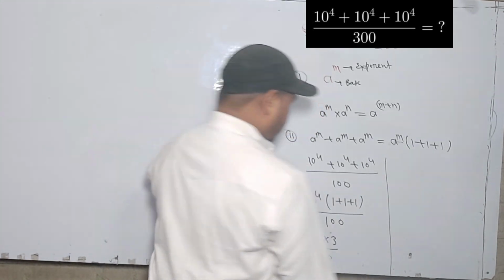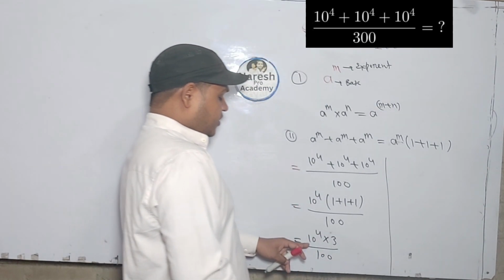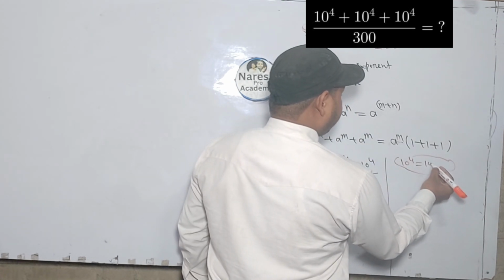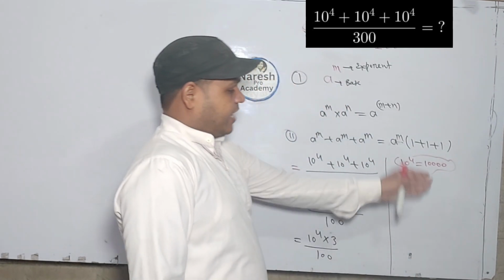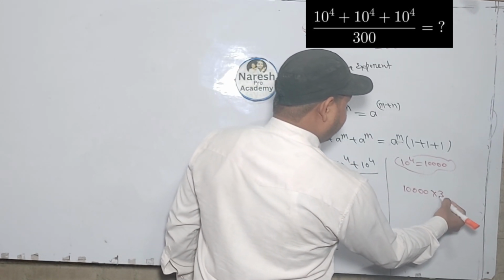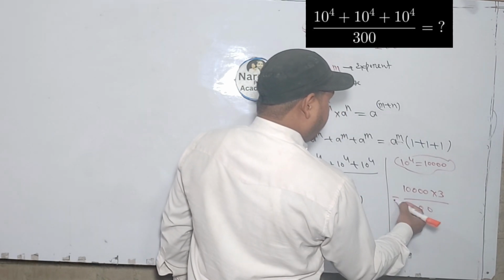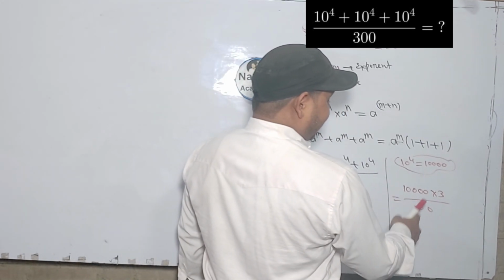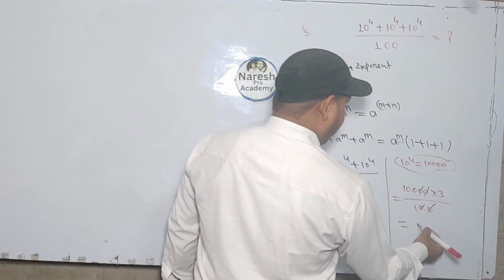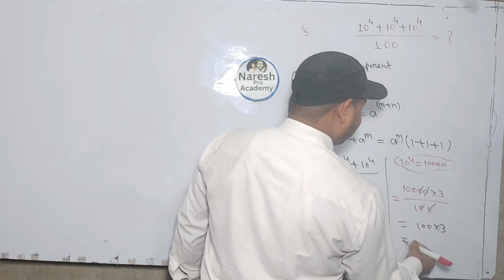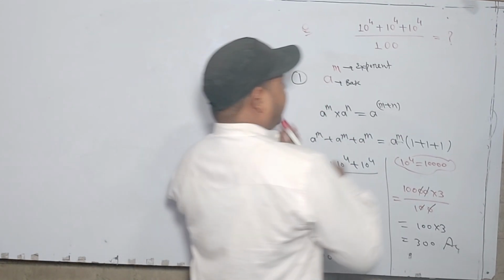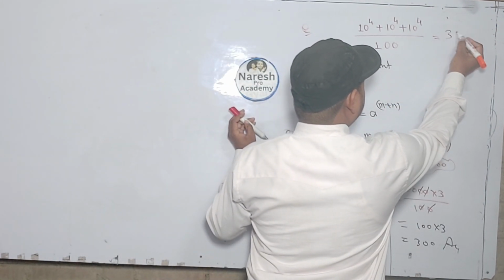Now we solve this question again in some steps. Here we rewrite 10 to the power 4 as 10,000. So now we rewrite it as 10,000 multiplied by 3 divided by 100. Here we see in the numerator and denominator the zeros are equal and cancel out, and the remaining part is 100 multiplied by 3, that means 300 is the answer of this question. So we write here the final answer of this question is 300.